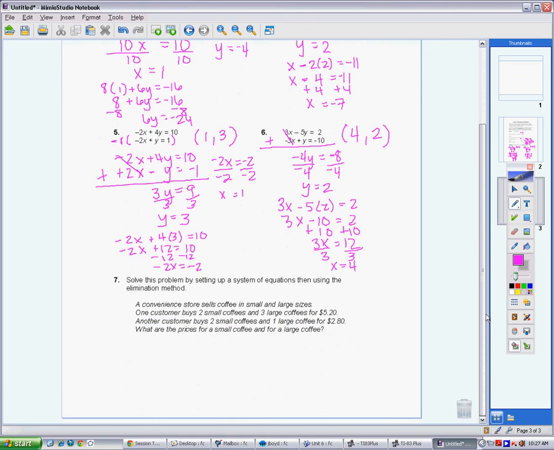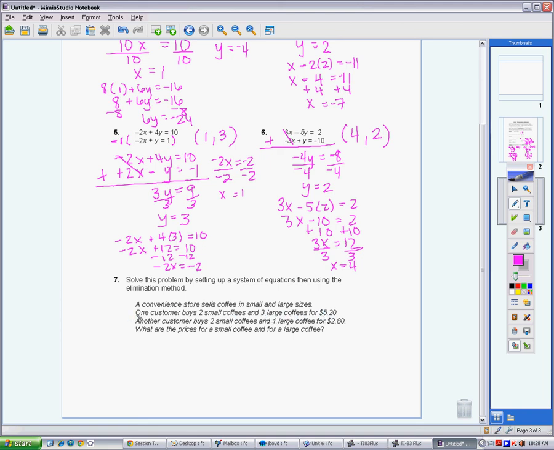Number 7, setting up and solving a word problem using systems of equations and the elimination method. A convenience store sells coffee in small and large sizes. More than likely, if you pay attention to this, this is going to be your variables. One's going to be small, one's going to be the large. One customer buys 2 small coffees and 3 large coffees for $5.20.